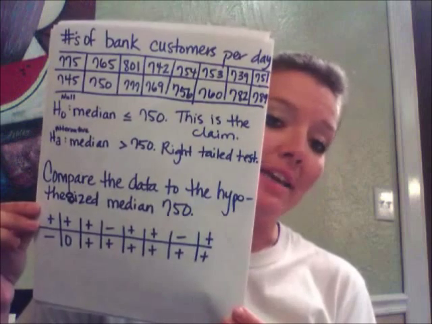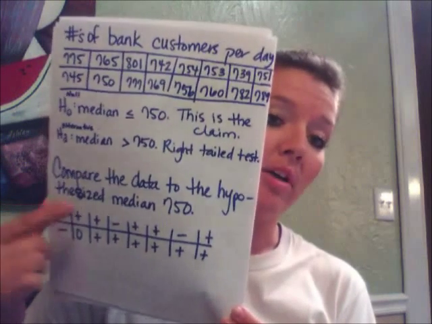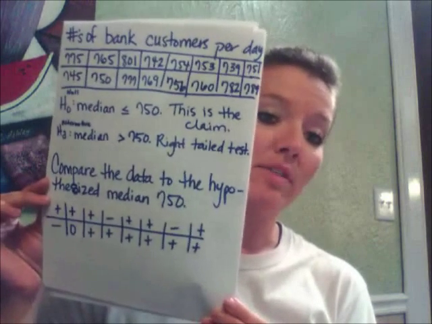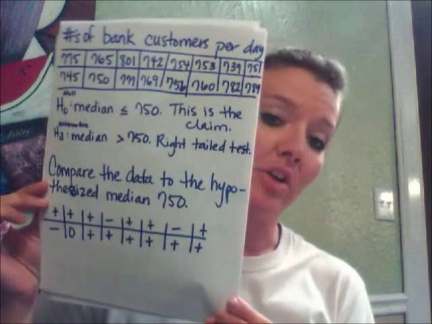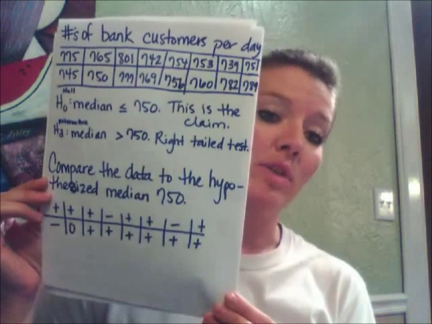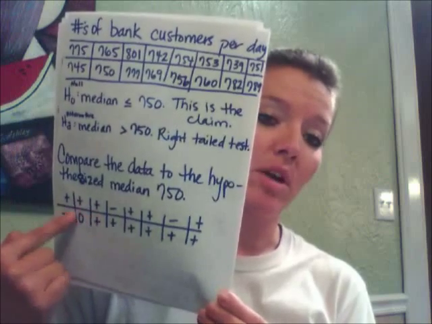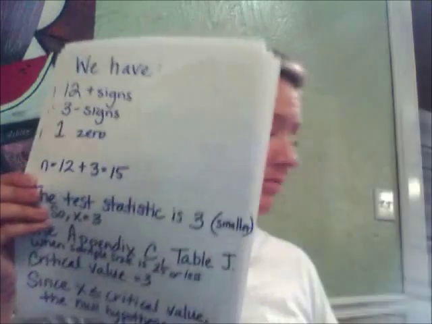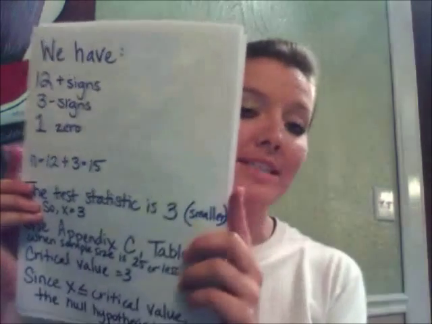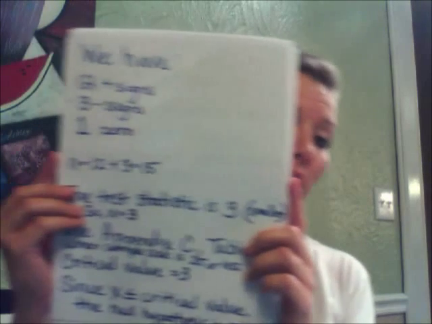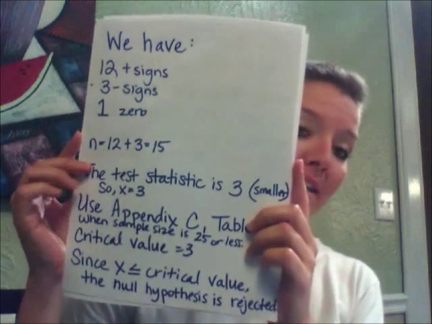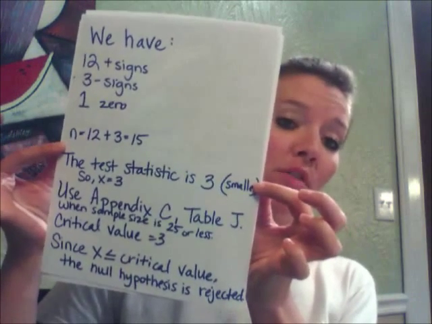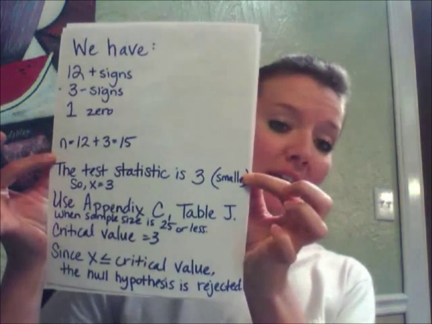A plus sign is given to any of the numbers that are above our number of 750. A minus sign is given to any of the numbers in the chart that are less than 750, and a 0 is given to any of those equal to. So here's the 0 for the 750 there, and the zeros are ignored. So in that table of numbers we just had, there were 12 plus signs, 3 minus signs, and 1 0. So n equals 12 plus 3, which equals 15.